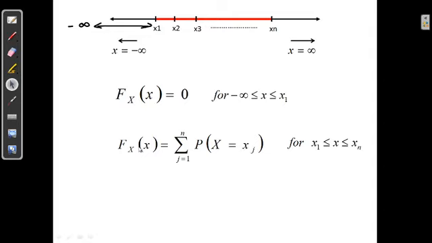Instead of writing this, generally you will be making use of the summation symbol. Summation symbol indicates what? Addition, right?